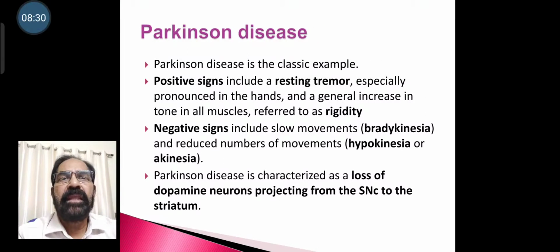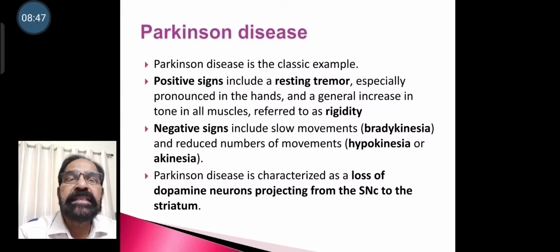Parkinson's disease. Parkinson's disease is a classic example. Positive signs include resting tremor, especially pronounced in the hands, and a general increase in the tone in all muscles referred to as rigidity. Negative signs include slow movements, that is bradykinesia, and a reduced number of movements, that is hypokinesia or akinesia. Parkinson's disease is characterized as a loss of dopamine neurons projecting from the substantia nigra compacta to the striatum.